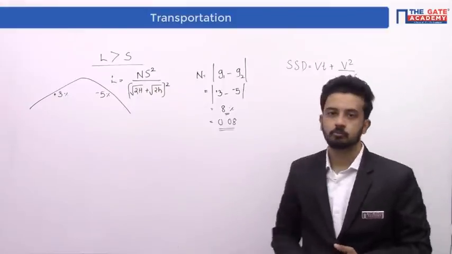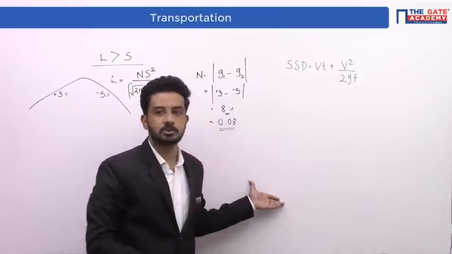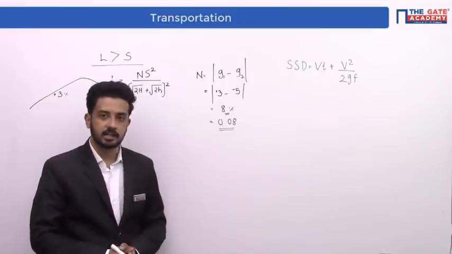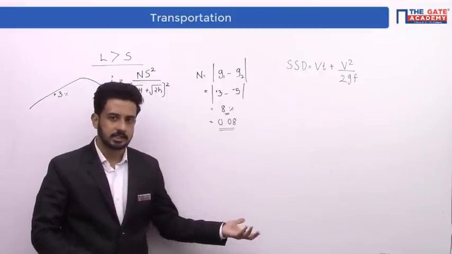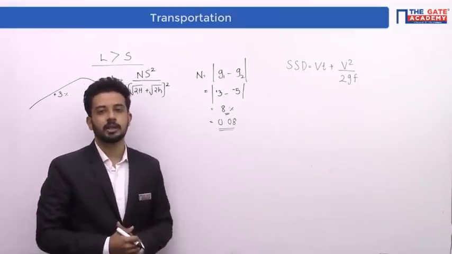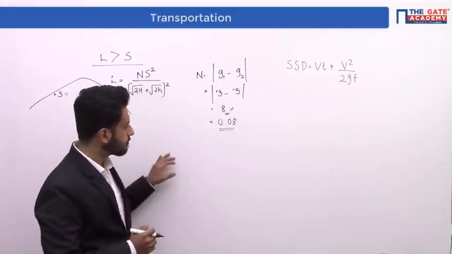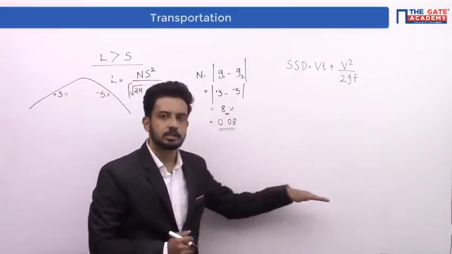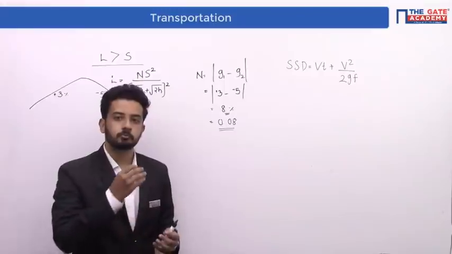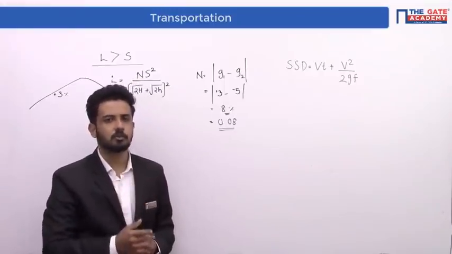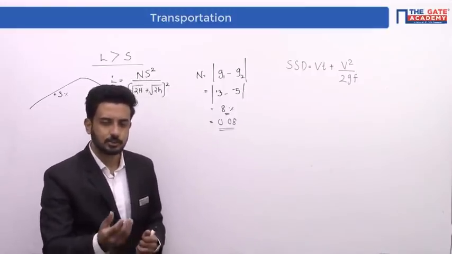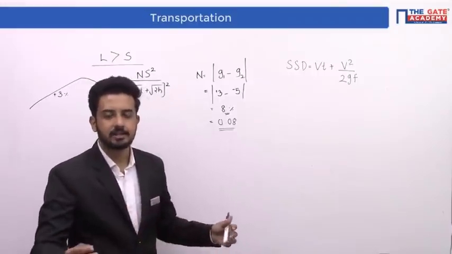What is the equation? Vt plus v square by 2gf, where v is the speed, t is the reaction time, g is nothing but the acceleration due to gravity, f is the coefficient of longitudinal friction. So always remember, the stopping sight distance is in the longitudinal direction. So the f value will be the coefficient of longitudinal friction. We have one more friction. What is that? Coefficient of side friction, also called coefficient of lateral friction.